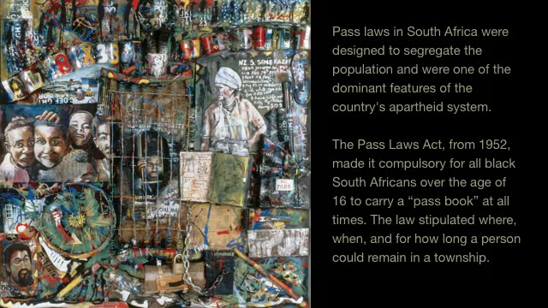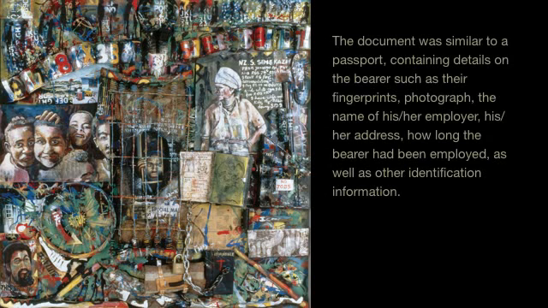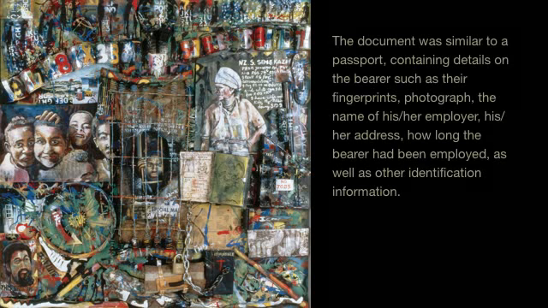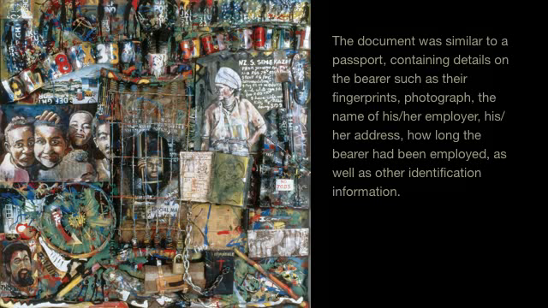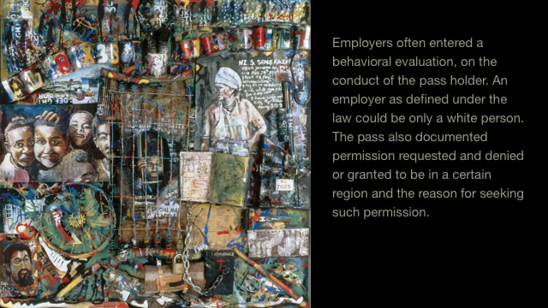The law stipulated where, when, and for how long a person could remain in a township. The document was similar to a passport, containing details on the bearer, such as their fingerprints, photograph, the name of his or her employer, his or her address, how long the bearer had been employed, as well as other identification information. Employers often entered a behavioral evaluation on the conduct of the pass holder. An employer, as identified under the law in South Africa, could be only a white person.